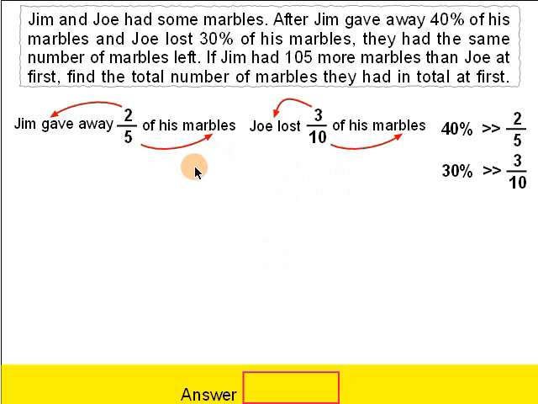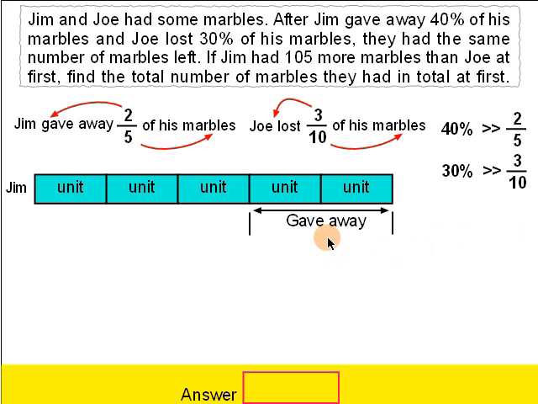Alright, looking at Jim first, 2/5 of his marbles was given away. That means to say that Jim had 5 units of marbles, and then he gave away 2 units. That means he had 3 units left. Then Joe lost 3/10 of his marbles. The question says that after that happened, they had the same number of marbles.